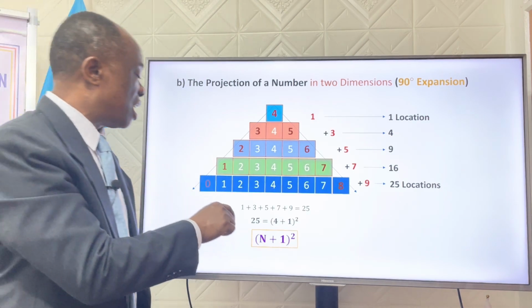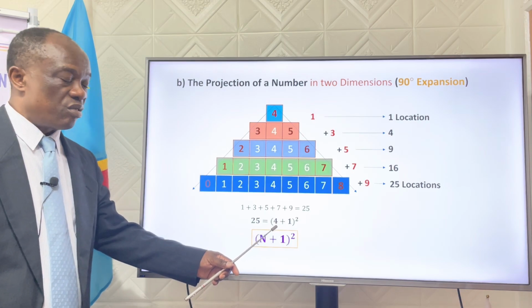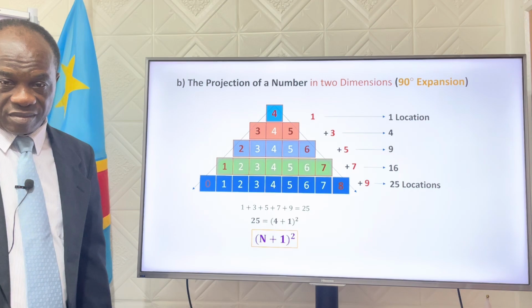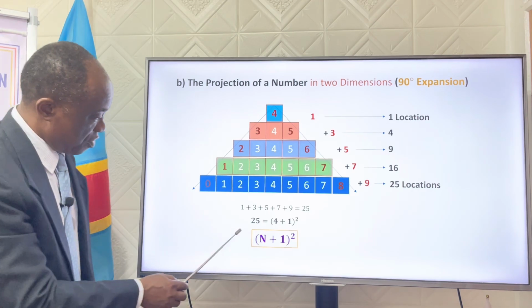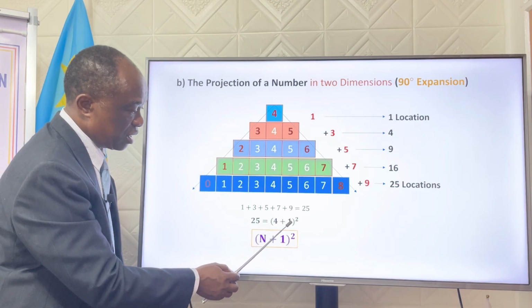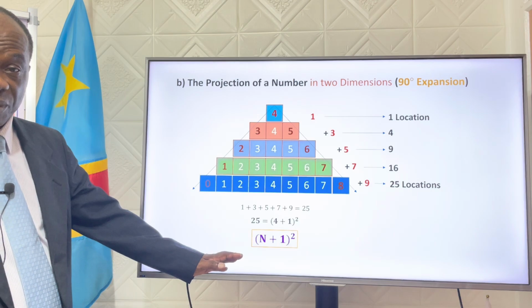To calculate that, we need to get 4 plus 1 squared. 25 is equal to 4 plus 1 squared. It's very simple as that.